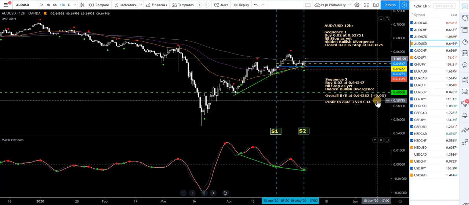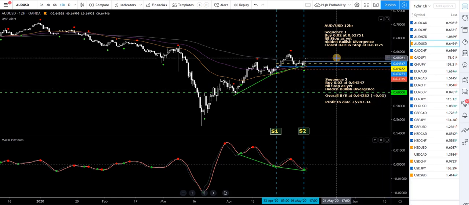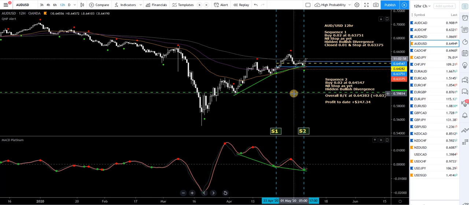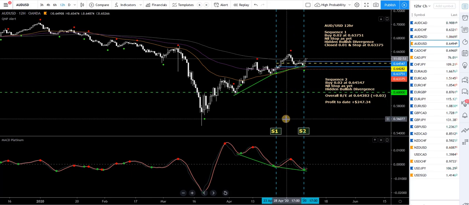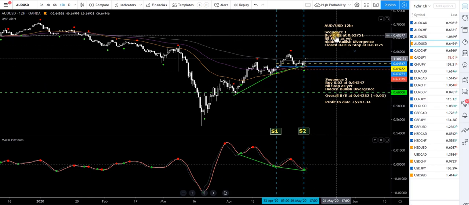As long as we're net positive 0.03, as long as we stay above that, we're in profit. This green line down here is just a big number, 60 cents. So yep, that's the Aussie USD.